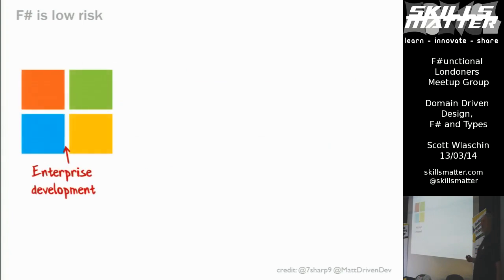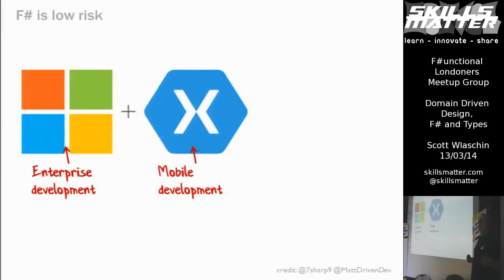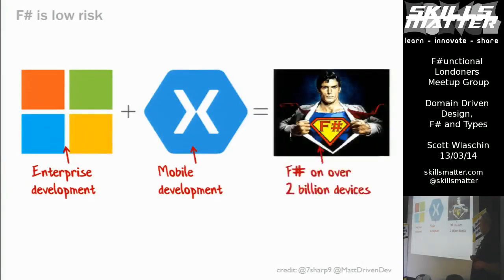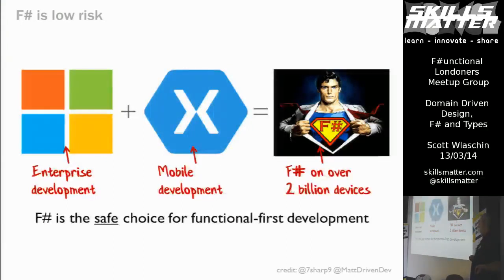So for any people who need to persuade their manager, F# is really a good thing to do. If you're sold, how do you tell your manager that we should be using F#? Well, first of all, F# is great for enterprise development because it's supported by Microsoft. So if you're a big company doing enterprise development, Microsoft's got you covered. If you're doing mobile development, Xamarin's got you covered. Between the two of them, you've got F# basically everywhere. So it's very low risk. Plus you've got F# on Linux as well. So F# is a safe choice. It's not an unsafe choice.